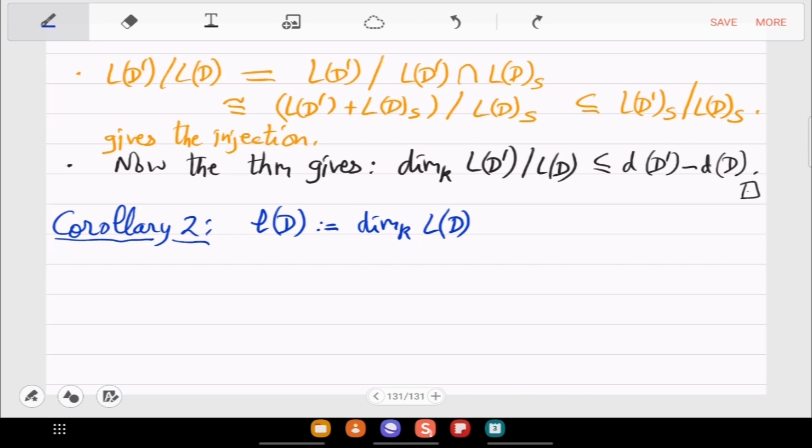So LD is finite for all D in the divisor group. Okay, that is what is so impressive about the theorem. The theorem actually implies this, that LD is a finite dimensional vector space. So, do you see why?